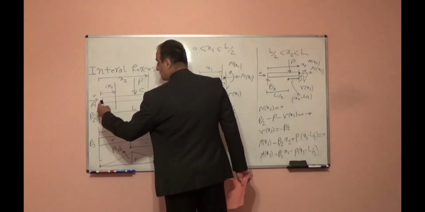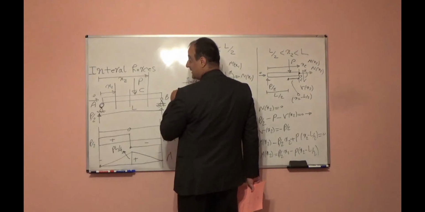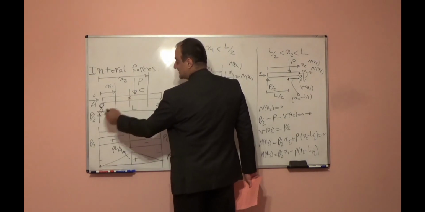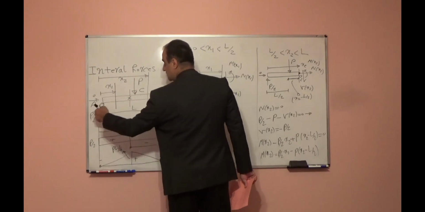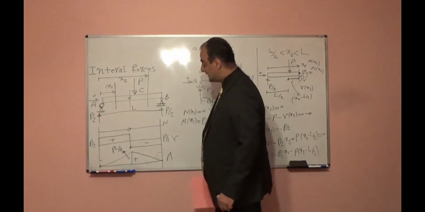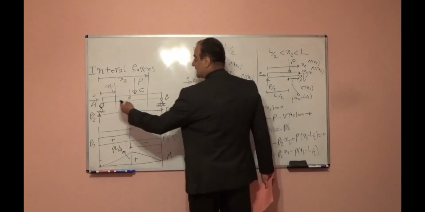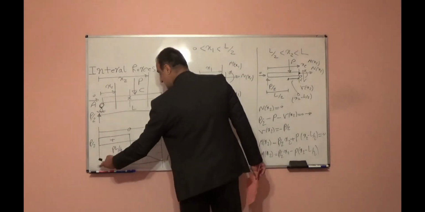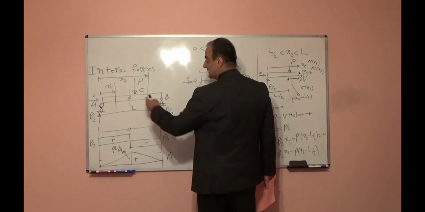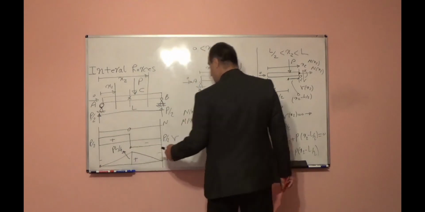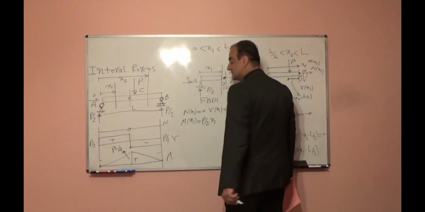Now I move from A to C. Just before C, if you cut the beam, what is the moment here? P over 2 times distance L over 2. P over 2 times L over 2, it will be PL over 4. And because there is no force here, it will be linear. From C to B, again, there is no force, variation will be linear. At point B, because it is hinged, bending moment should be 0.